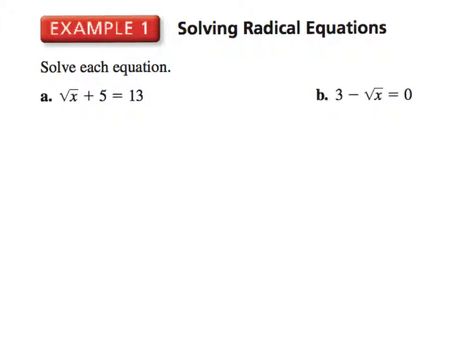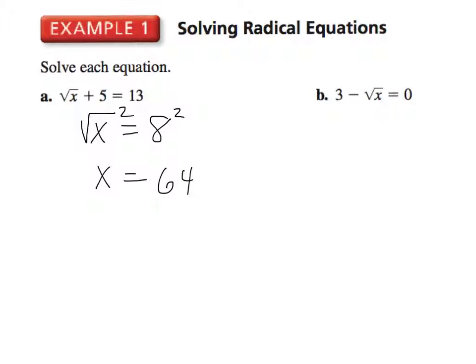So let's start with example number 1. Solve each equation. You must isolate the radicals. So here we're going to subtract 5 by the subtraction property of equality. You're going to get root x equals 8. Now, to get rid of the square root, you square it. That gives us x equals 64. Now, you may ask yourself, wait a minute. The square and square root, remember they cancel each other out. Because if you square this, the square root of x times the square root of x is the square root of x squared, which is x.